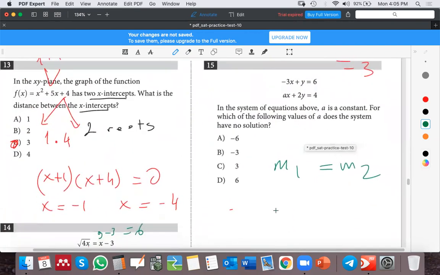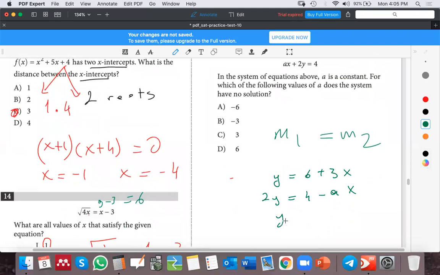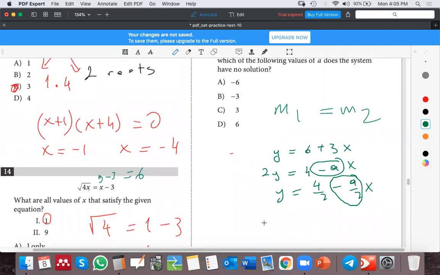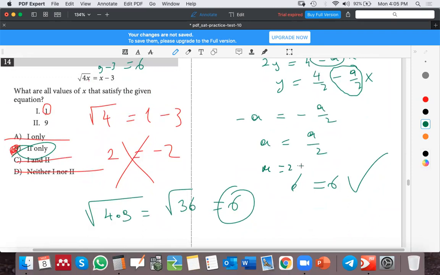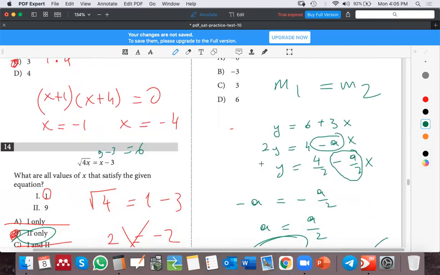The slope here: y is equal to 6 plus 3x. Here, 2y is equal to 4 minus ax, which is y equals 4 over 2 minus a over 2 x. So this is now the slope. If slopes are equal, they are parallel. If they are parallel, there is no intersection. That means there is no solution. So negative a is equal to negative a over 2. So a is equal to a over 2. That means a is equal to 2a. And how could a be equal to 2a?